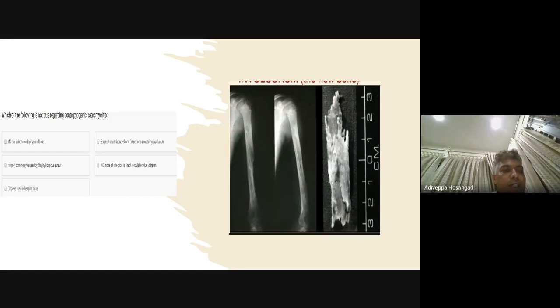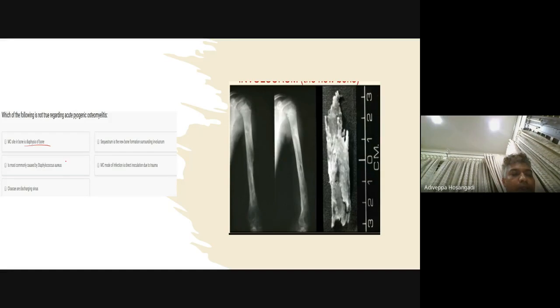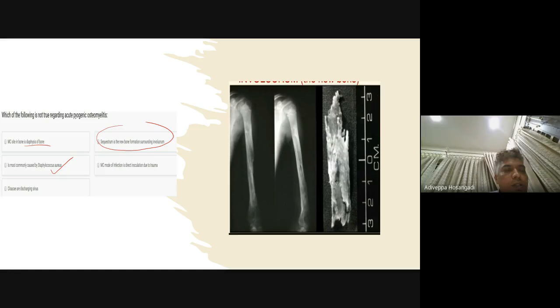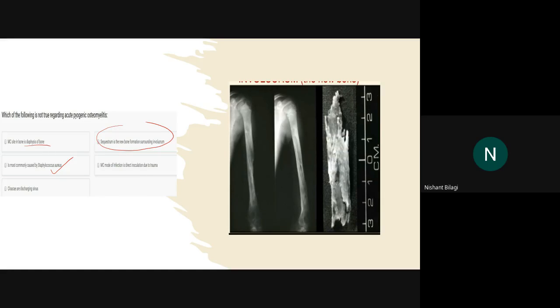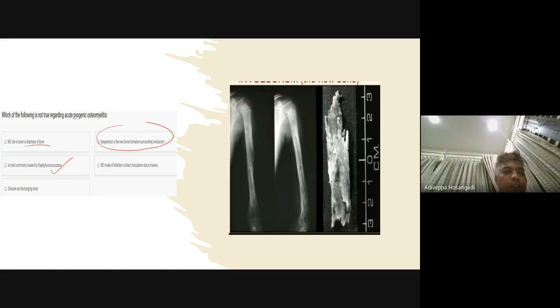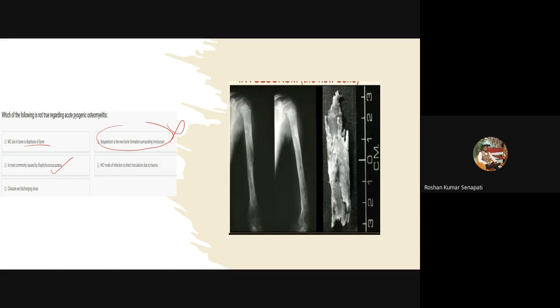Which of the following is not true regarding acute pyogenic osteomyelitis? Most common site is diaphysis of the bone. Most common cause is staph, which is correct. Sequestrum is a new bone formation surrounding the involucrum. This is wrong, isn't it? Yes, sir. Sequestrum is not new bone.